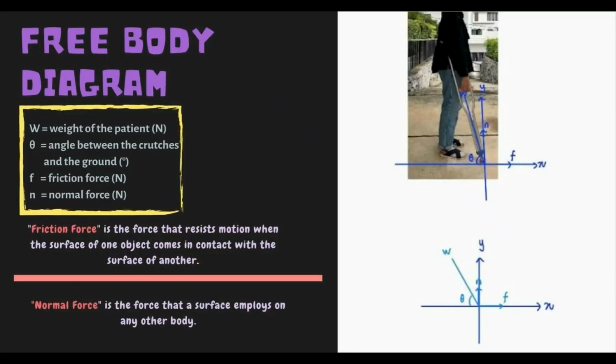This is the free body diagram of a person holding a crutch. As we can see in the diagram, there are several forces exerted at the crutch, which are friction force F, normal force N, and weight of the patient W. There is also theta, the angle between the crutches and the ground. Basically, friction force is the force that resists motion when the surface of one object comes in contact with the surface of another, and normal force is the force that a surface exerts on any other body.